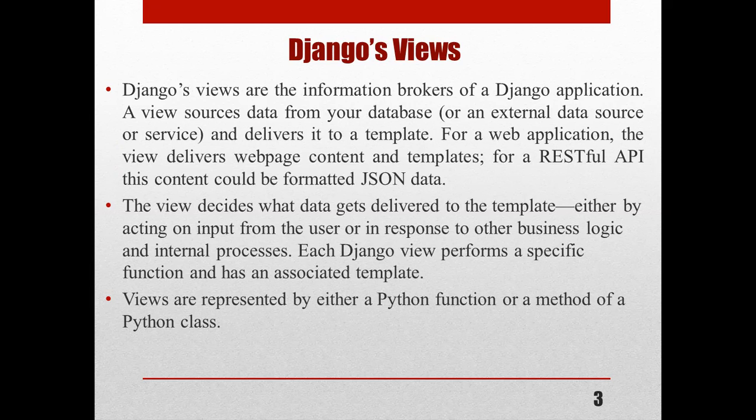For a web application, the view delivers web page contents and templates. For a RESTful API, these contents could be formatted JSON data. We have seen that the response may be in the form of JSON data. Then the view decides what data gets delivered to the template, either by acting on input from the user or in response to other business logic and internal processes. Each Django view performs a specific function and has an associated template. Views are represented by either a Python function or a method of a Python class.